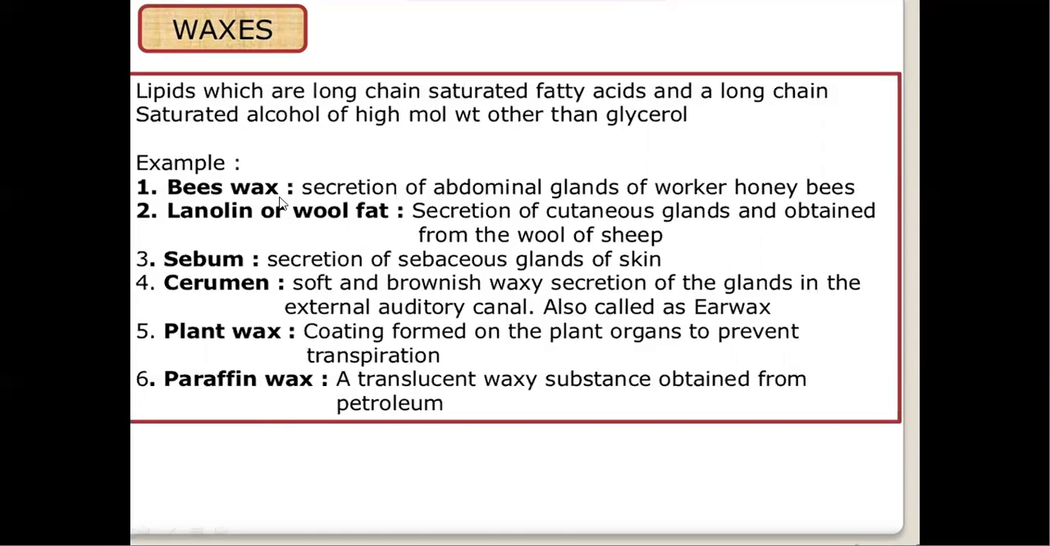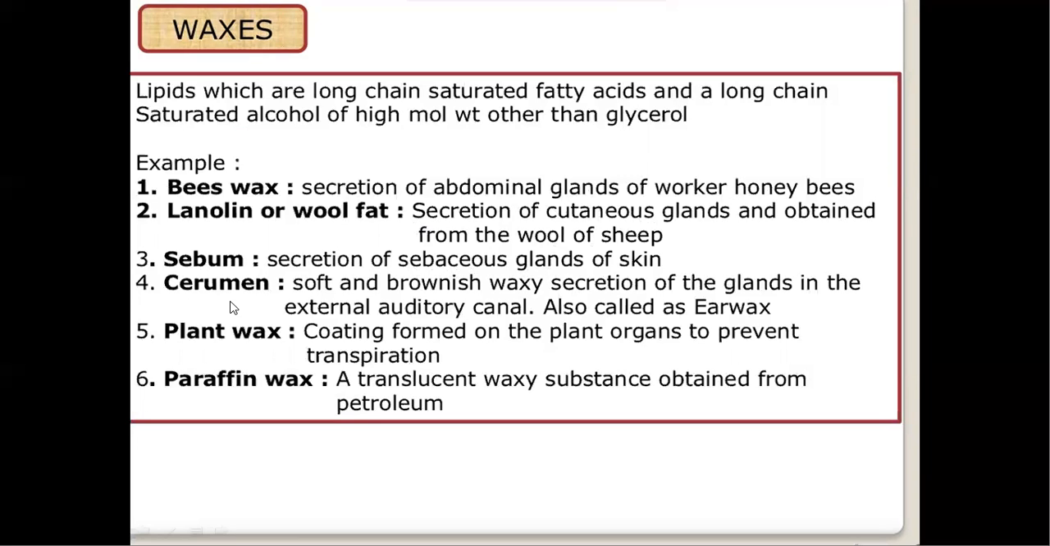Here beeswax is obtained from honeybees. These are the secretions of abdominal glands. And wool fat is obtained from the wool of sheep. This fat is obtained from the secretions of cutaneous glands. And the third one is sebum, which is obtained from the skin. These are the secretions of sebaceous glands.